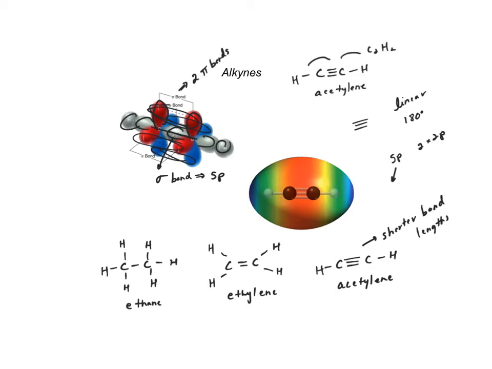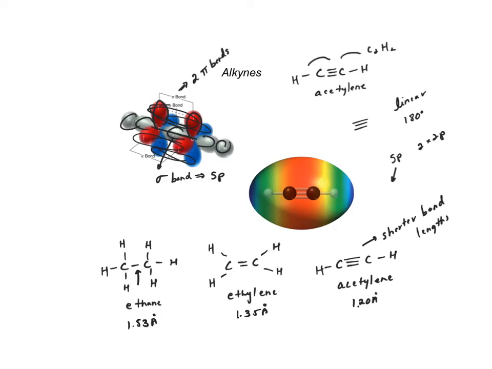So what was the rationale? How could we explain the fact that acetylene was a little bit shorter of a bond than ethylene, which is a little bit shorter of a bond than ethane? This one was about 1.2 angstroms, whereas this one's about 1.35 angstroms, whereas this one's about 1.53 angstroms. And I'm measuring this bond length between the two carbons.